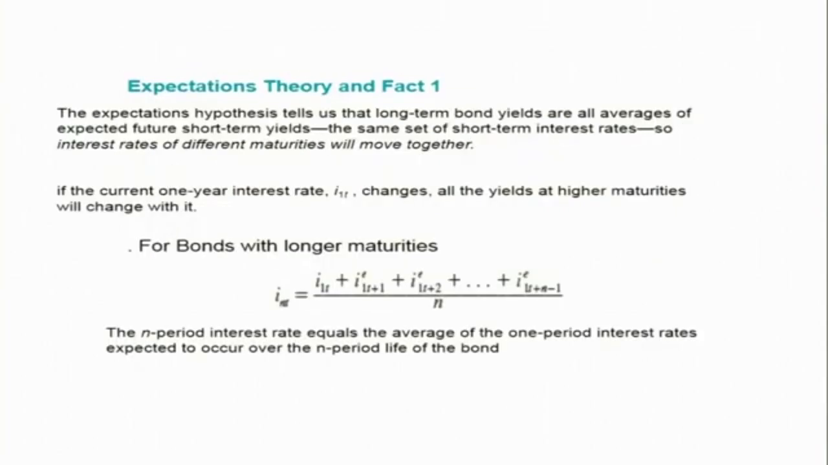Coming to expectation theory and fact 1, the expectation hypothesis tells us that long term bond yields are averages of expected future short term yields, based on the same set of short term interest rates. So interest rates of different maturities will move together. If the current 1 year interest rate changes, all yields at the higher maturities will change. We can also calculate the rate for a bond with a long term maturity of n years: n period interest rate equals the average of the 1 period interest rates expected to occur over the n period life of the bond.